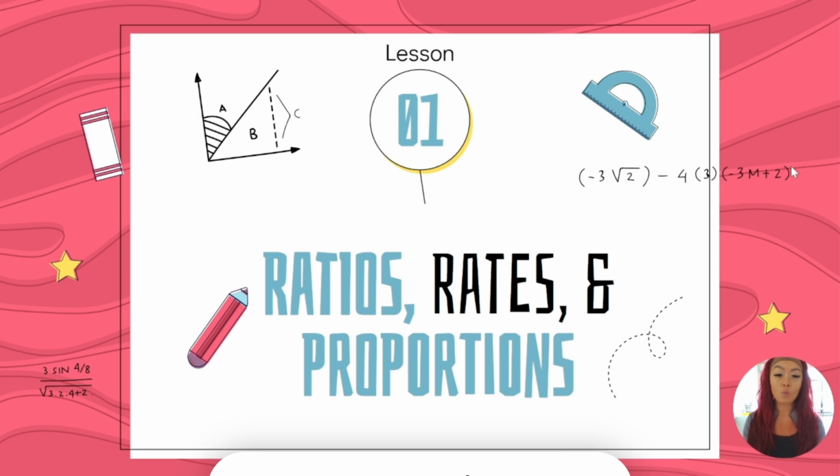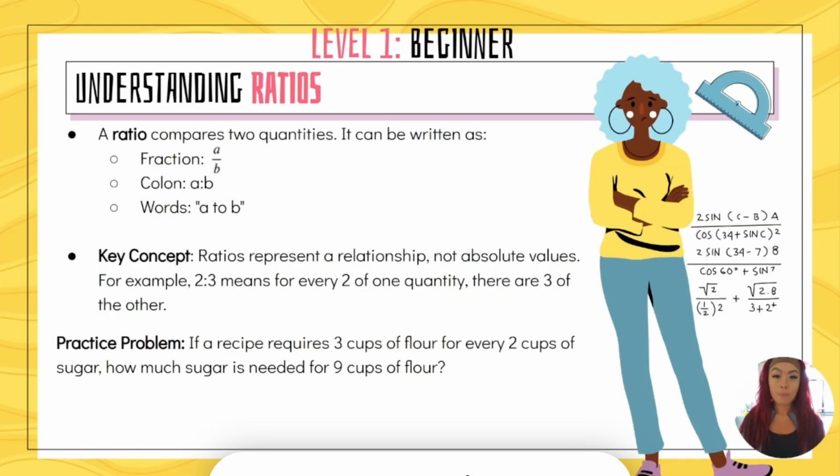We'll start with Lesson 1, Ratios, Rates, and Proportions. So what is a ratio? A ratio compares 2 quantities, and it can be written in 3 different forms: as a fraction, with a colon, or in words. Ratios represent a relationship between 2 quantities. So for example, the ratio 2 to 3 means that for every 2 of one quantity, there are 3 of the other. So let's take a look at an example.